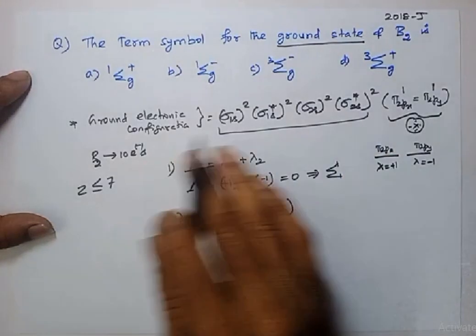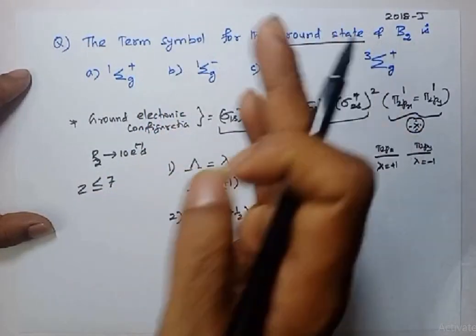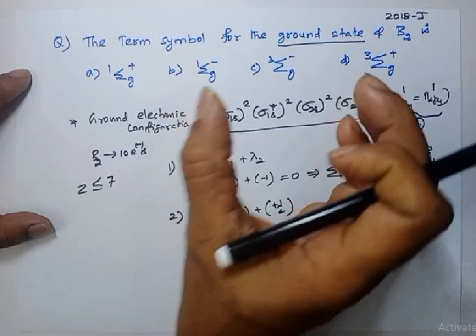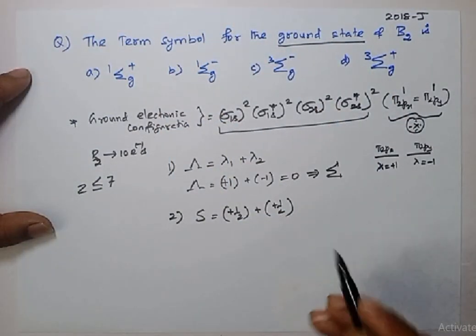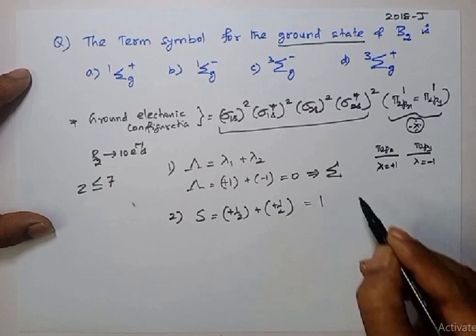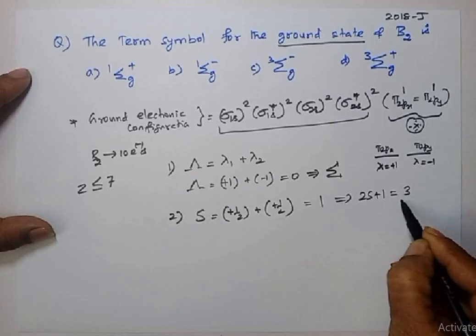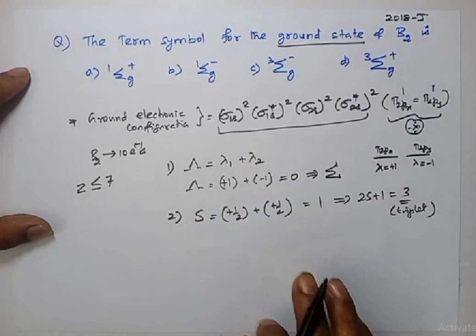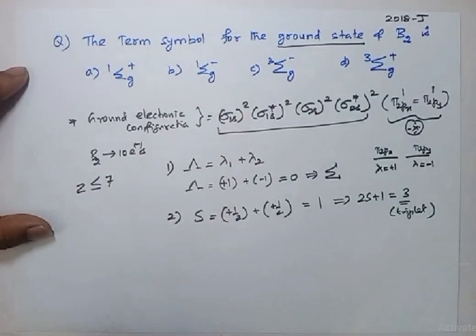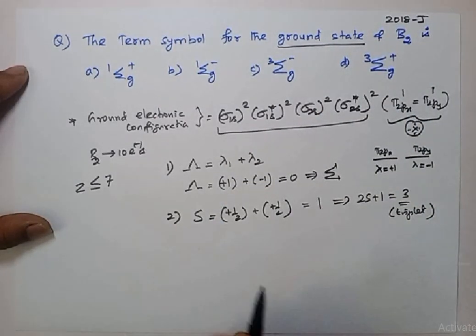Why? When the orbitals are degenerate, first you should fill up each orbital with 1 electron having the same spin. Then only you get the lowest possible energy. So S value equals 1. S value 1 means multiplicity equal to 3. It is a triplet state. So, for the B2 molecule, the ground state is a triplet state. Okay, so this is the second point. Now let me move on to the third point.